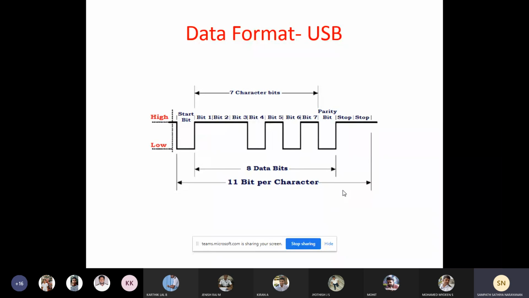We see that this format will have, you have to indicate the start of transmission. It is indicated by a start bit, followed by 7 bits. So the least significant bit is transmitted first, and the most significant bit is the bit 7.